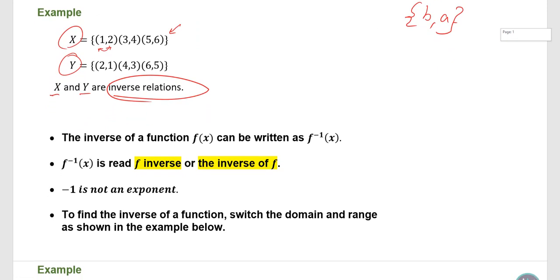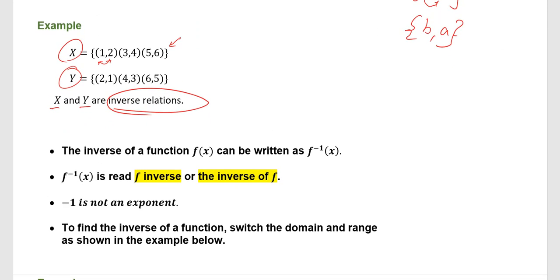Now, things to keep in mind for inverses: the inverse of a function f of x can be written as f of negative 1 of x, f to the power negative 1 of x. This is not really a power, though. It's not an exponent. It looks like an exponent, and many of you may read it like that, but the proper way to read it is f inverse or inverse of f. Negative 1 is not an exponent or a power in this case.